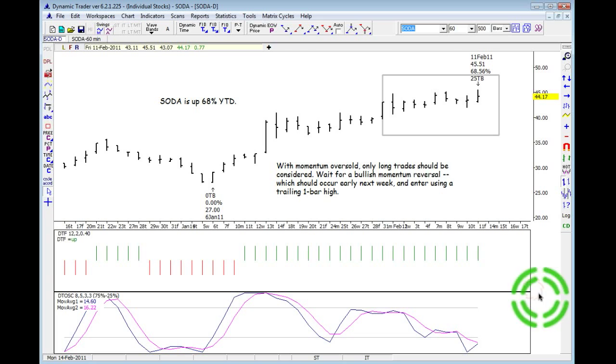So as we look at the charts, this is actually the daily chart of Soda. It really isn't worth looking at charts in a higher time frame of weekly or monthly because Soda hasn't been traded for that long. But the thing to note here, if we go back to the beginning of the year, Soda was trading down at about 27, and right now it closed today at 44.17, and that means that the year-to-date gain for Soda has been a little bit above 68%, which is very healthy.